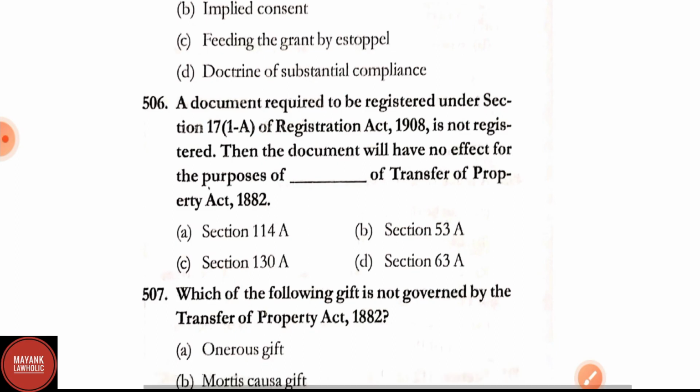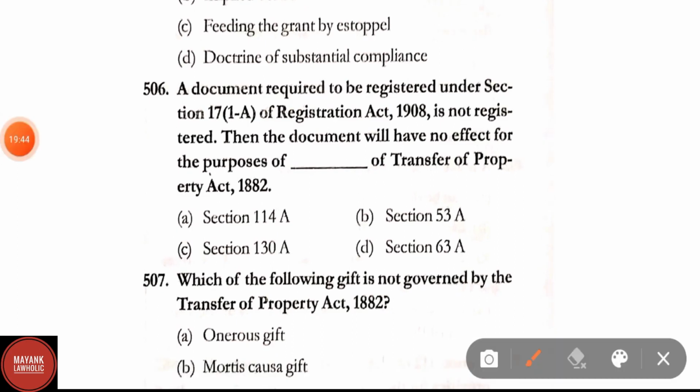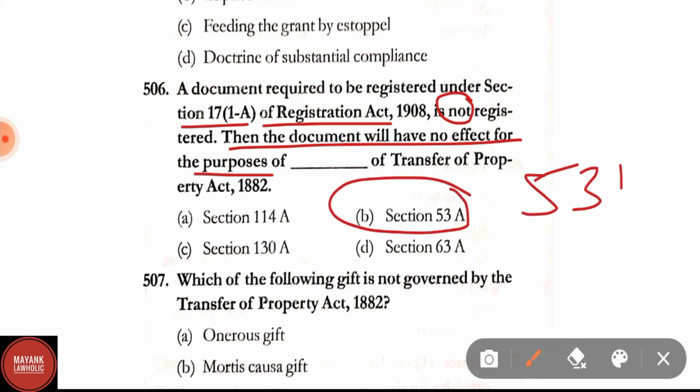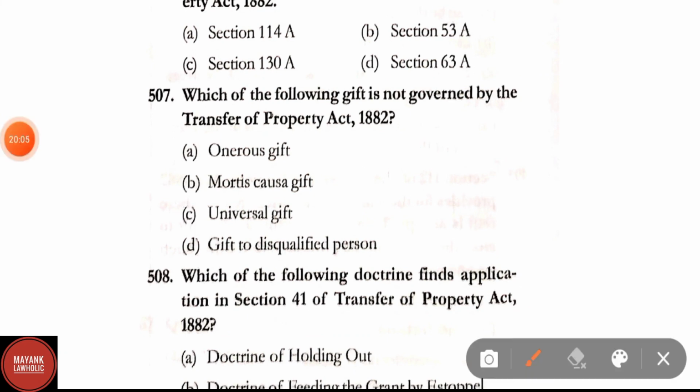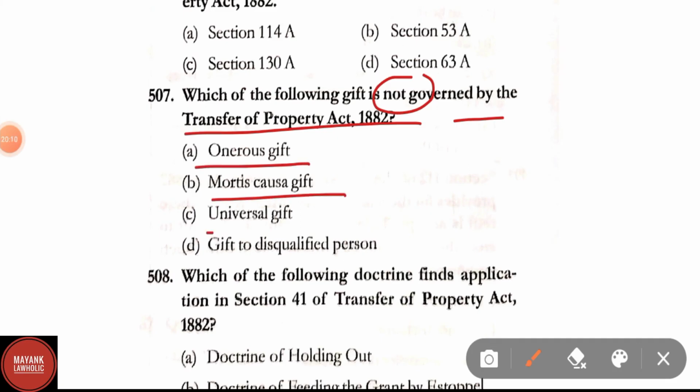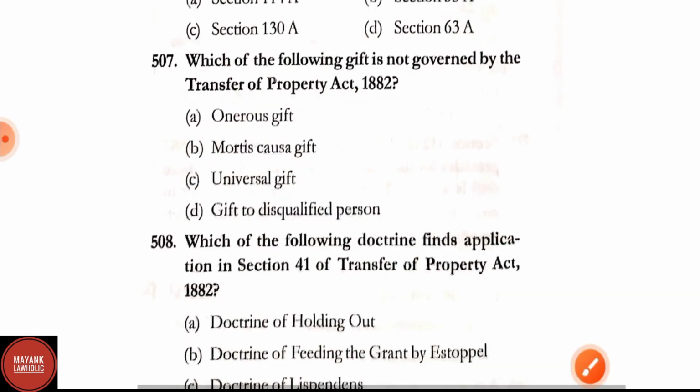Question number 506. A document required to be registered under Section 17, Clause 1 (a) to (e) of the Registration Act 1908 is not registered, then the document will have no effect for the purpose of dash of the Transfer of Property Act 1882. Here the correct answer is option B, that is Section 53A. Question number 507. Which of the following is not governed by the Transfer of Property Act? Onerous gift, mortis causa gift, universal gift, gift to disqualified person. Correct answer is option B. Mortis causa gift is not governed by the Transfer of Property Act 1882.